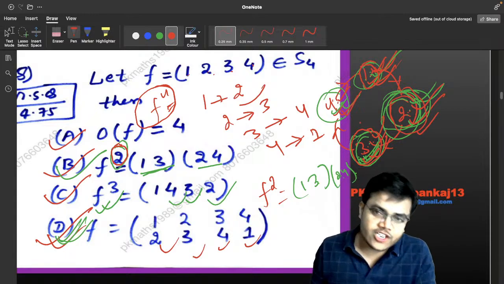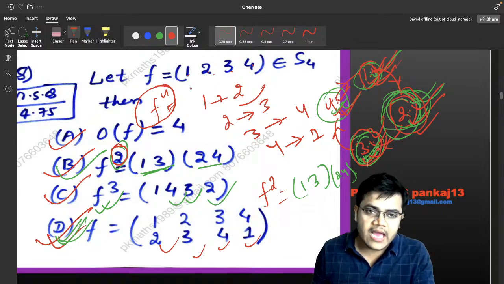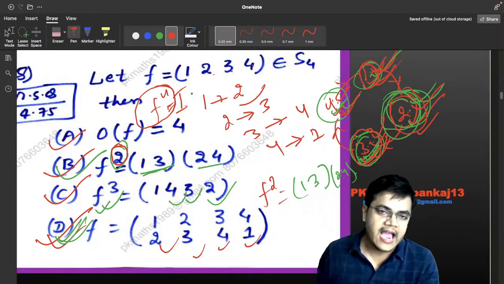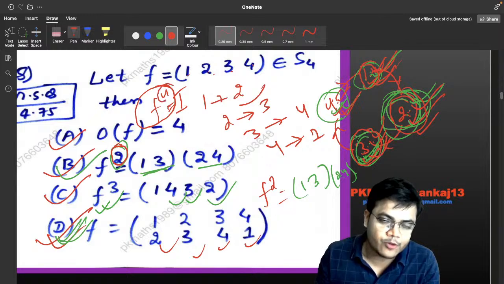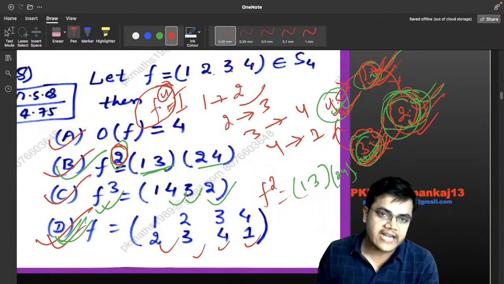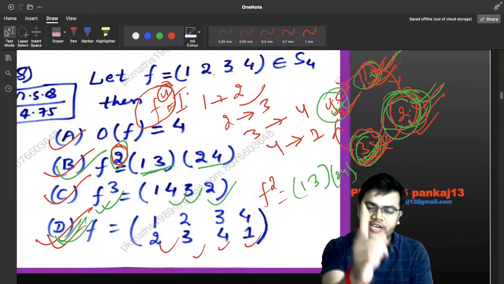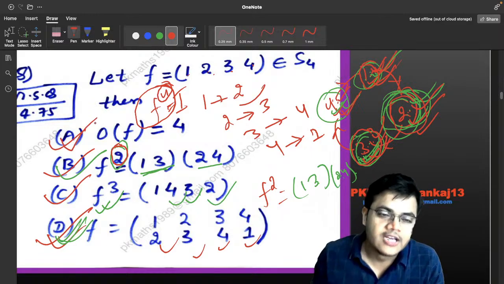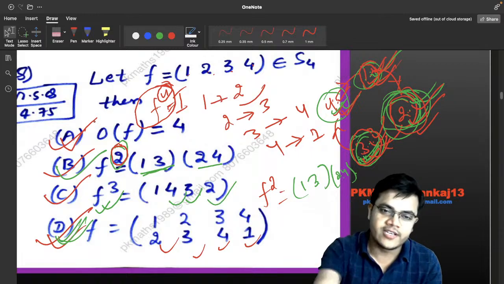Okay, so in this way you are going to get what? The f to the power 4 is nothing but the identity permutation, and you will not hesitate to say that this 4 is the least positive integer such that f to the power 4 is equal to identity, and it will allow you to say that the order of f is nothing but 4. So that's why all the 4 options were absolutely right.